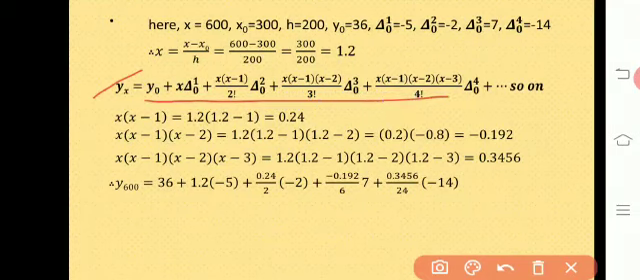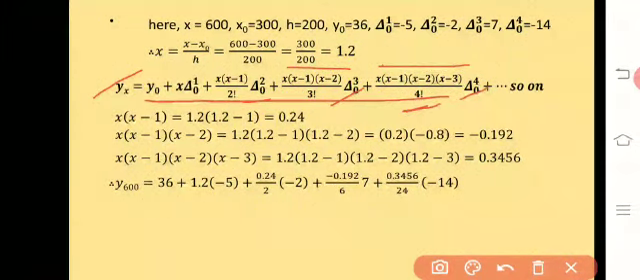Now we have the formula to find the value of y: y(x) is equal to y0 plus x into delta 0 raised to 1, plus x into (x minus 1) upon 2 factorial into delta 0 squared, plus x into (x minus 1) into (x minus 2) upon 3 factorial into delta 0 raised to 3, plus x into (x minus 1) (x minus 2) (x minus 3) upon 4 factorial into delta 0 raised to 4, and so on. This formula will continue up to the last difference in the leading difference table.